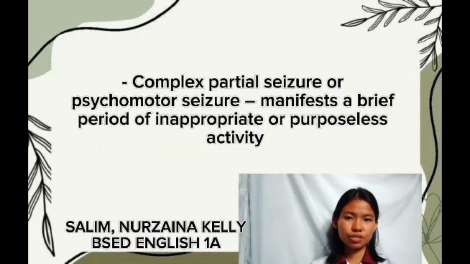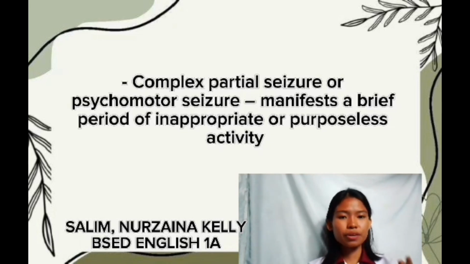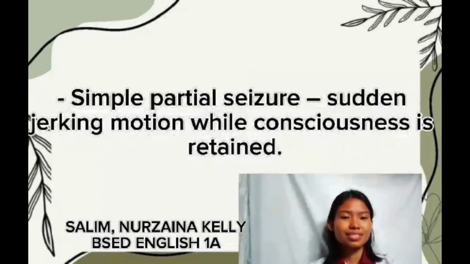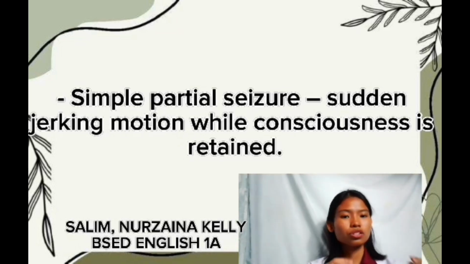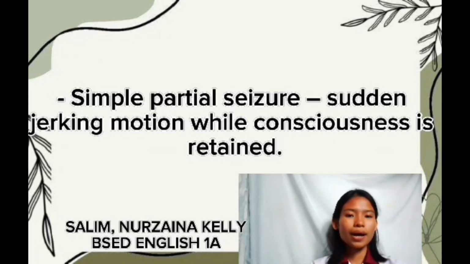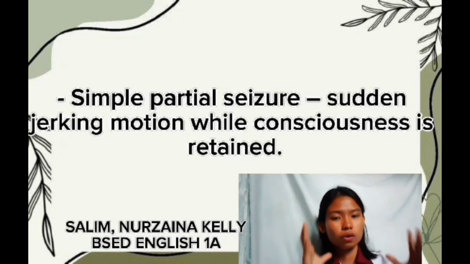Complex partial seizure or psychomotor seizure manifests as a brief period of inappropriate or purposeless activity. For instance, smacking one's lips, walking aimlessly, or shouting. Next is the simple partial seizure, which involves sudden jerking motion while consciousness is retained. One may experience an aura or a warning sensation before the seizure occurs.